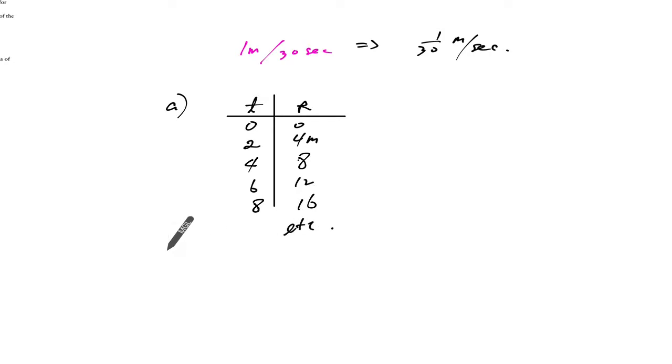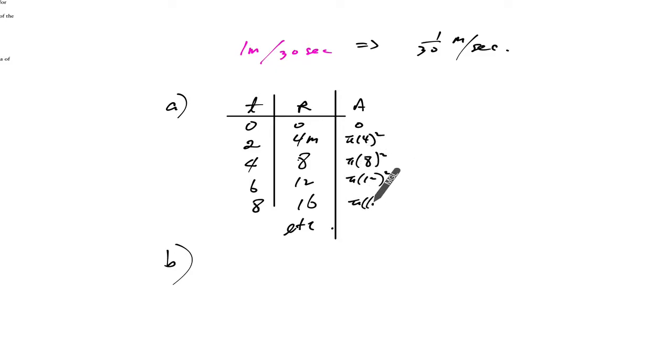Okay, etc. Determine the average rate of change of area during each interval. So that's the radius. The area is going to be pi r squared. This is going to be pi 4 squared. This is pi 8 squared, pi 12 squared, pi 16 squared. This is 16 pi, 64 pi, 144 pi. So 256 pi.